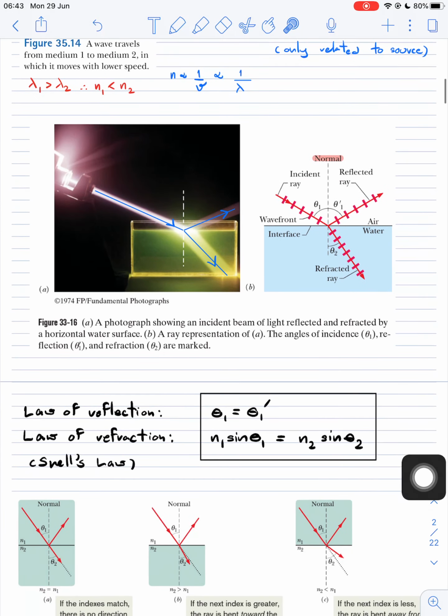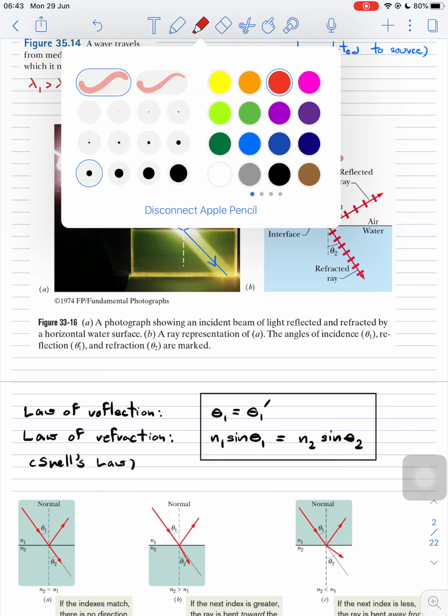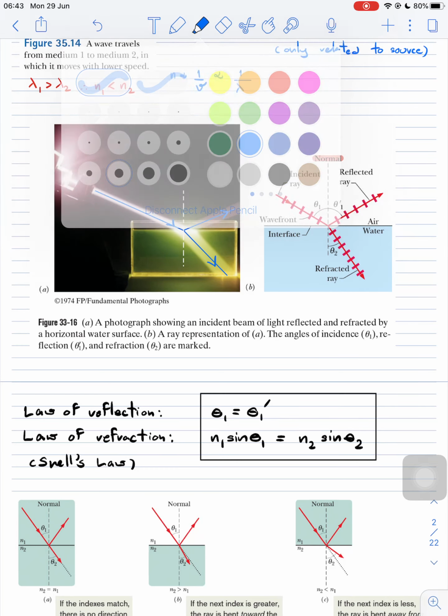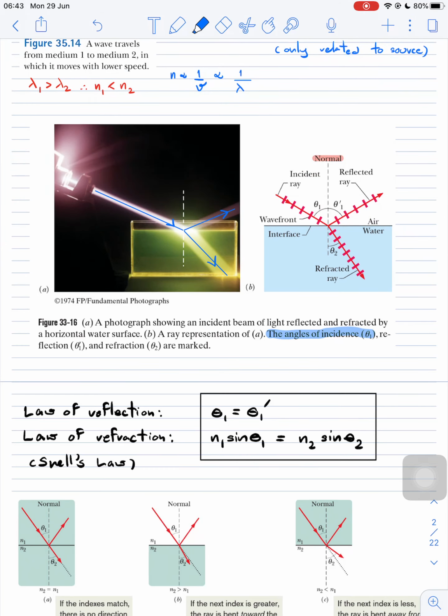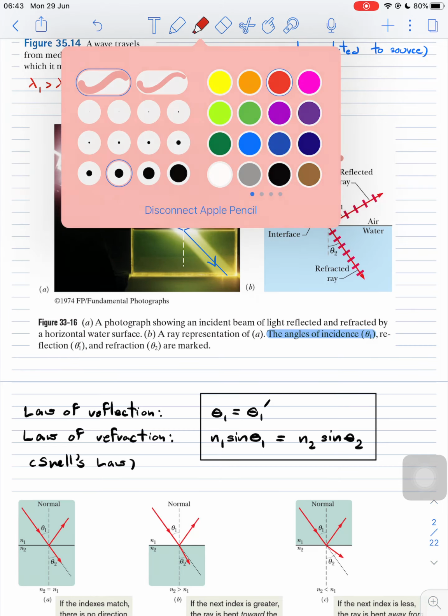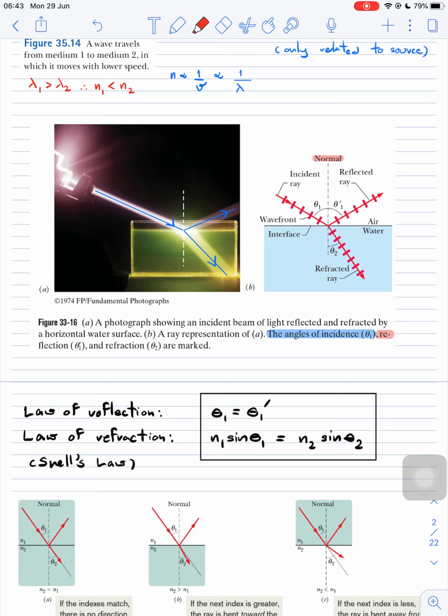Okay, and we can define the angles. We define theta 1 here to be the angle of incidence. Now theta 1 prime is called the angle of reflection. And then theta 2 is called the angle of refraction.